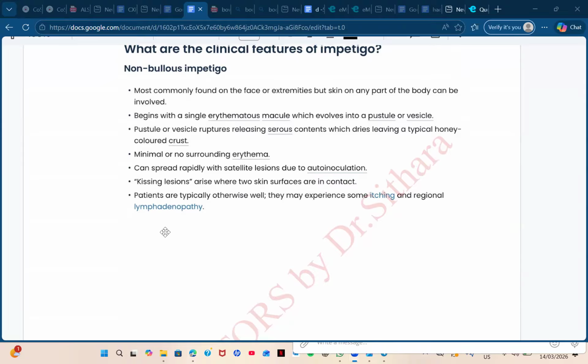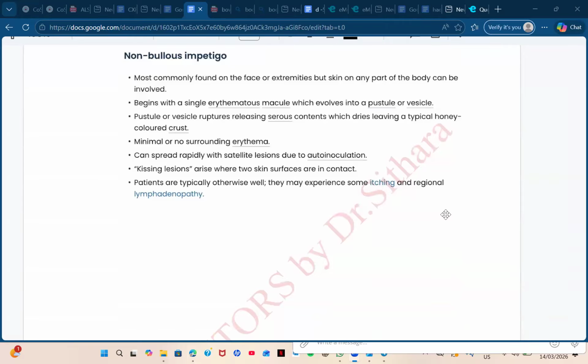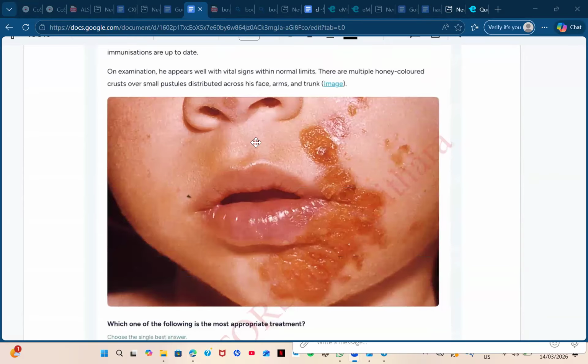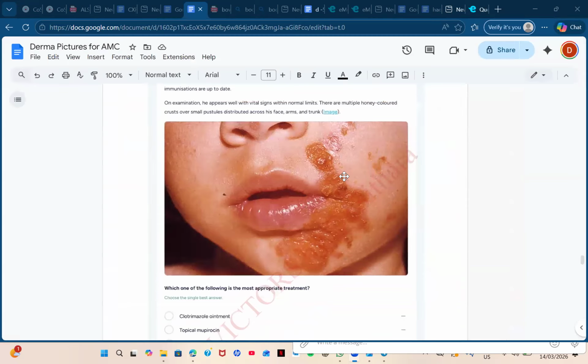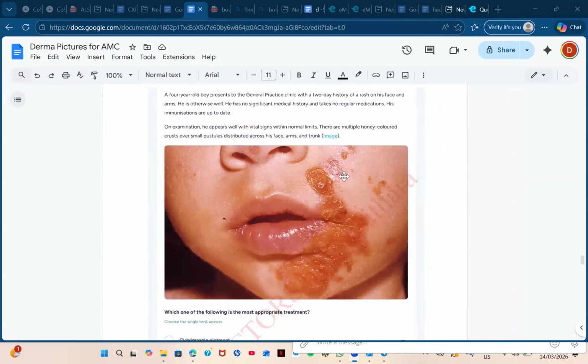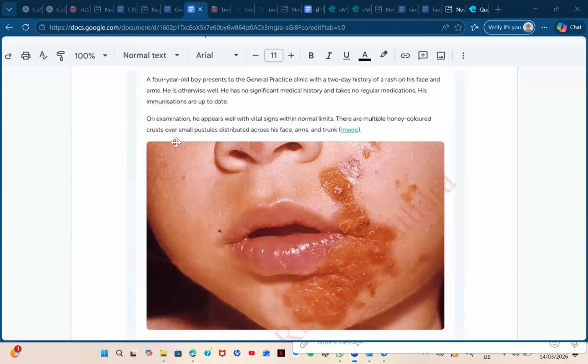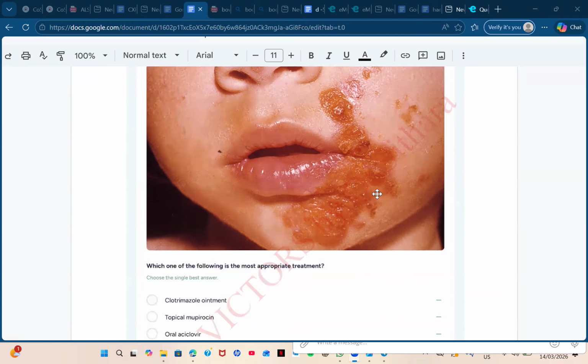Okay, typically they may experience some itching and regional lymphadenopathy. This is the typical presentation of non-bullous impetigo, but treatment has changed, because this can present as small pustules across the face, arms, and trunk, right? Multiple places, right? Extensive non-bullous impetigo, right?